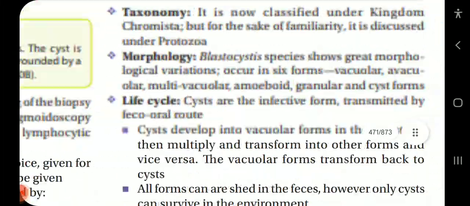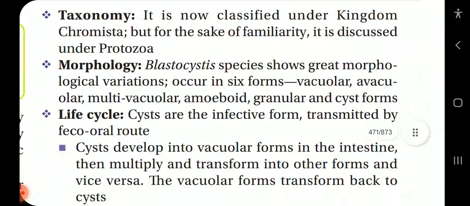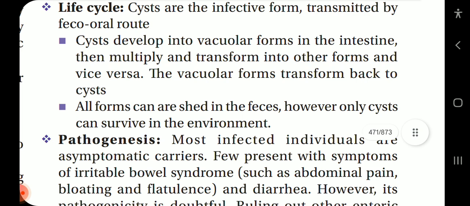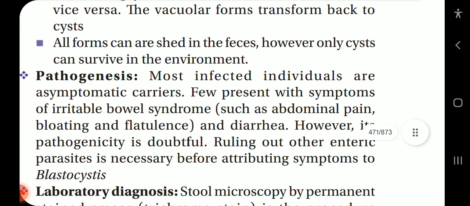Now coming back to blastocystosis, taxonomy is now classified under the kingdom Chromista, but for the sake of familiarity, it is considered under protozoa. Morphology: Blastocystis species show great morphological variations and occur in six forms: vacuolar, avacuolar, multivacuolar, amoeboid, granular, and cyst forms. Life cycle: cysts are the infective form transmitted by the fecal-oral route. Cysts develop into vacuolar forms in the intestine, then multiply and transform into other forms, and vice versa. The vacuolar forms transform back to cyst. All forms can be shed in the feces; however, only the cyst can survive in the environment.